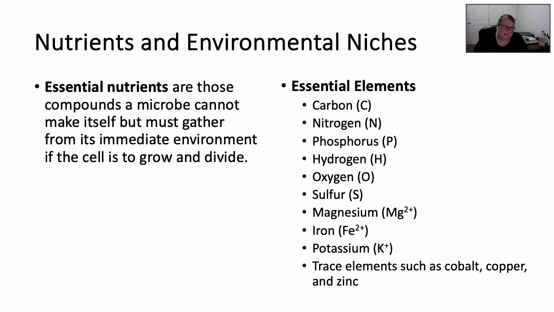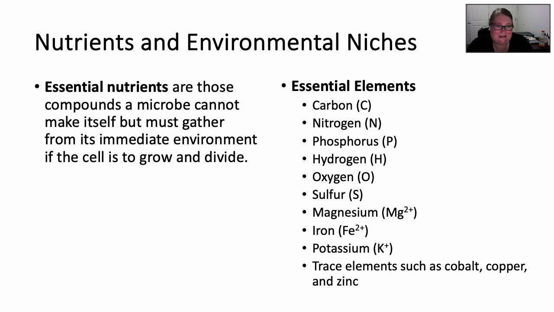Now, if you took biology, especially Biology 201, you know what I'm going to say next. What does essential mean in biology? Essential means that something can't be made by the organism, but can be gotten from the environment or in the diet. Microbes have essential nutrients that they can't make themselves, but they can gather from their immediate environment in order to grow and divide.